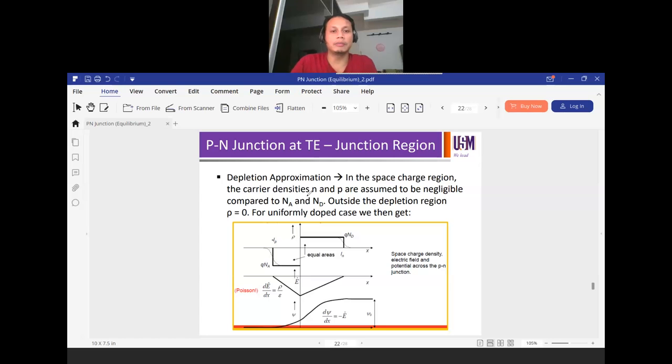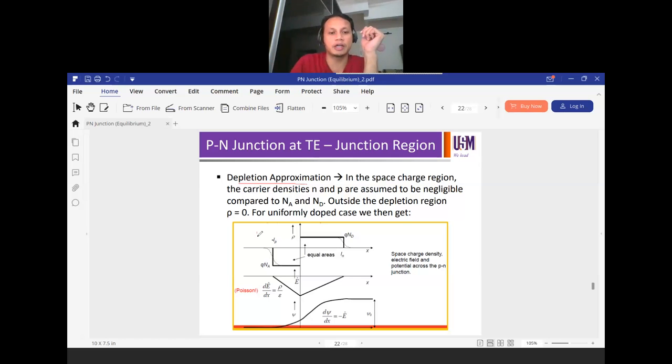Okay, this is called depletion approximation. So we're talking about depletion region approximation. So we're talking about depletion region only. So we're not talking about quasi-neutral region at all. Just the central region, right? The area where you have the positive charges and negative charges only, right?